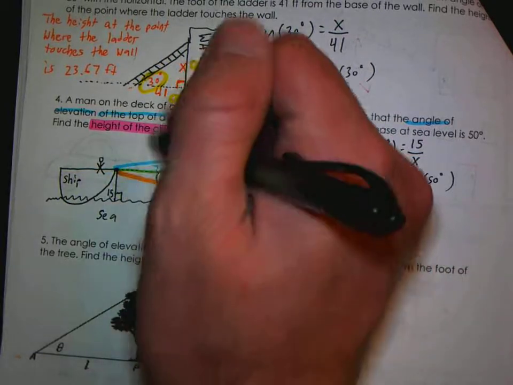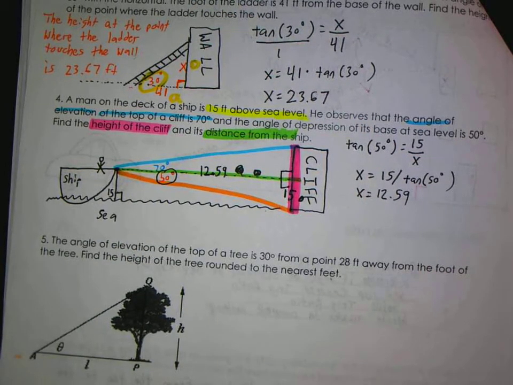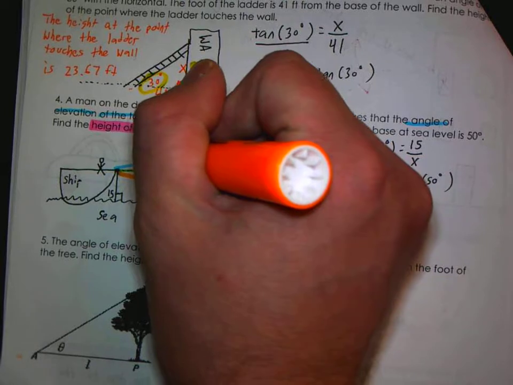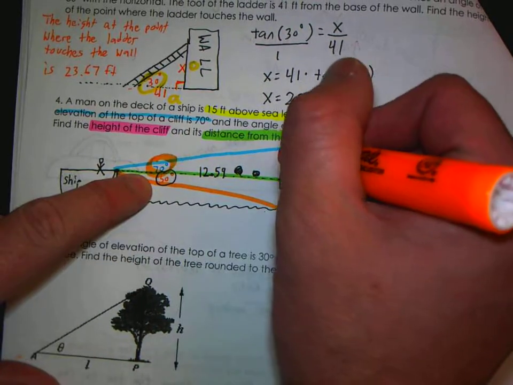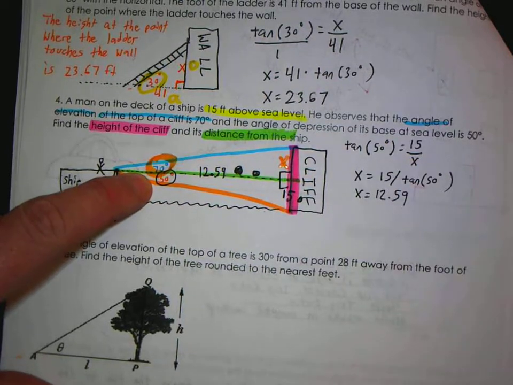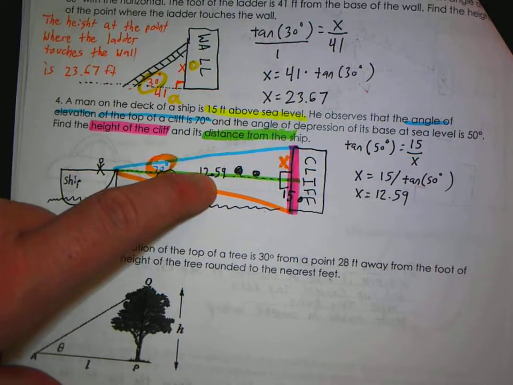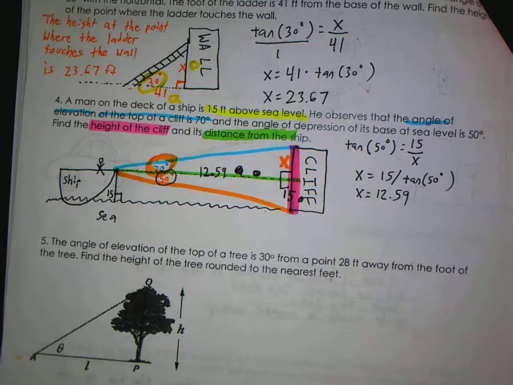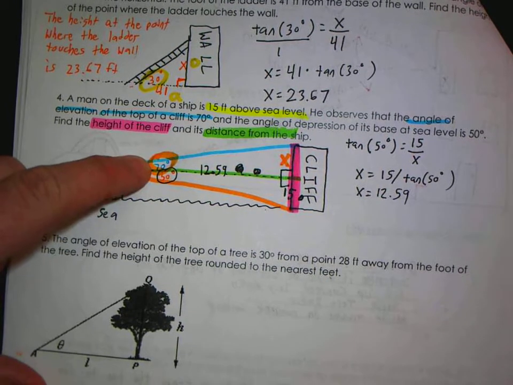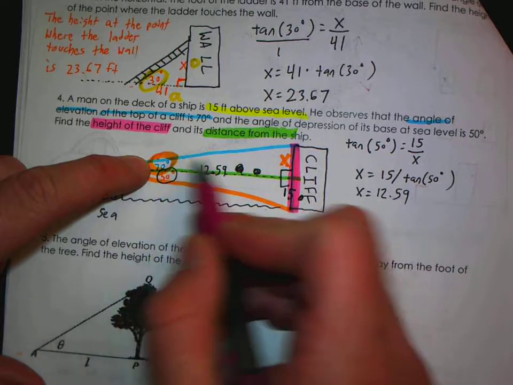Alright, next, I know this is 12.5. To find this part of the cliff, I already know this part's 15. So I'm going to use this triangle. So I'm going to use my 70 degrees this time. Trying to find this one, which is my O, and I'll use 12.59, my adjacent. Does that make sense?